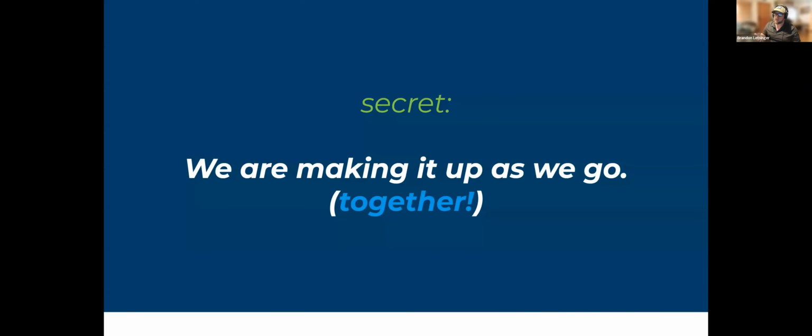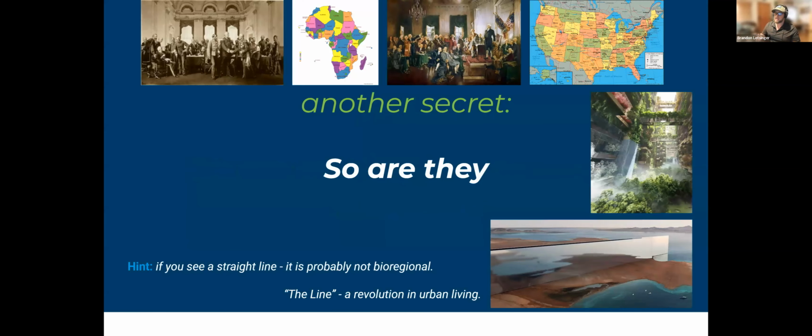So, the secret to all of this is we're making it up as we go, but we get to do this together. And another secret is, so are they. These lines on maps aren't due to any deep, well thought out process. Oftentimes, it's groups of white men who got into a room and decided, oftentimes continents away, how they would divide up the world. So, if you see a straight line, just a hint, it's probably not bioregional.